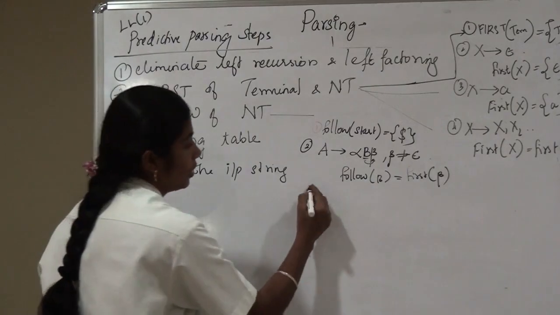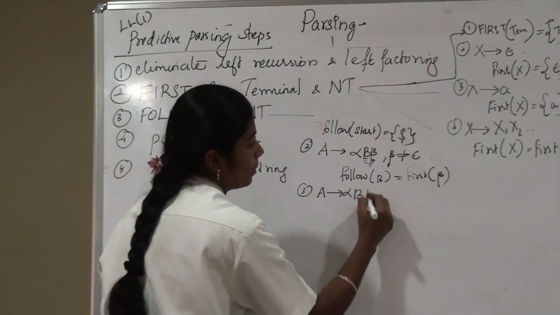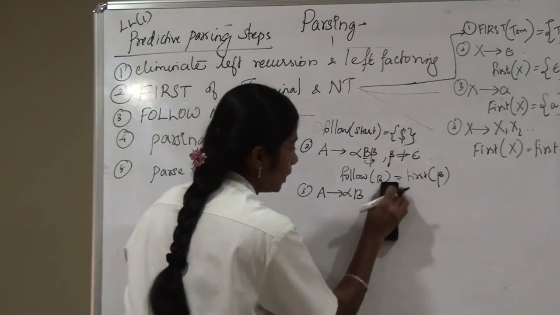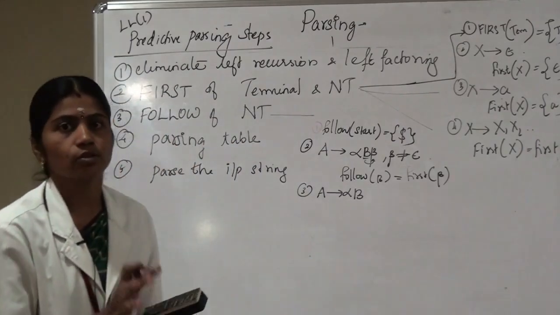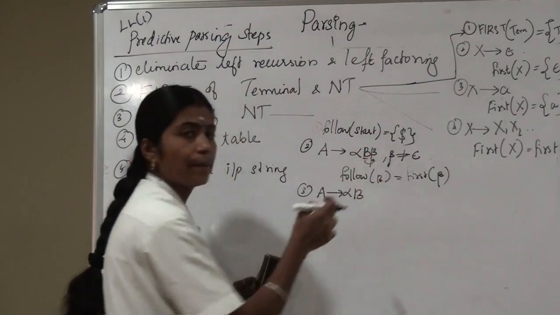This is the rule. And the third rule is, that is A derives alpha B beta, where beta is nowhere. There is no beta in the given production, or even this beta can be epsilon.